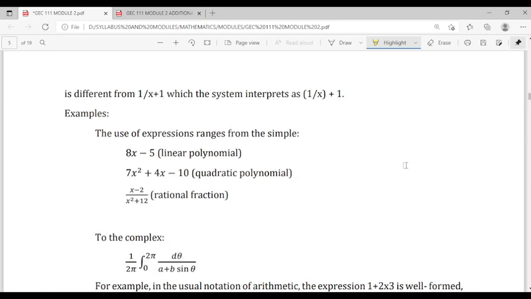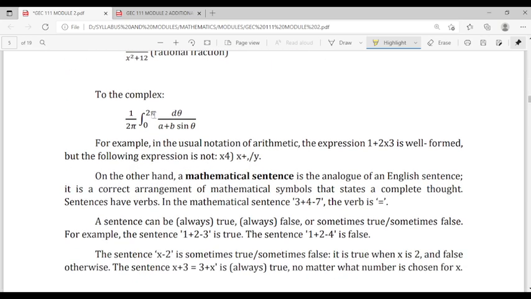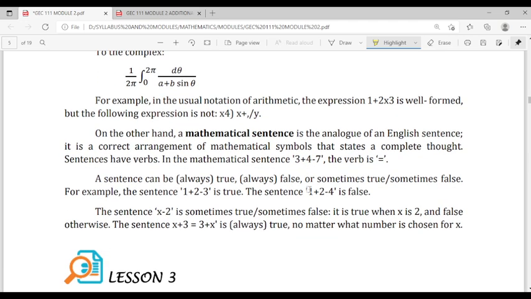From here, the use of expression ranges from the simple. This is an example of a linear polynomial, quadratic polynomial, and rational fraction. And also to the complex, we have this. On the other hand, a mathematical sentence is the analog of an English sentence. It is the correct arrangement of mathematical symbols that states a complete thought. An English sentence has a verb. A mathematical sentence also has a verb, and that is the equal sign.